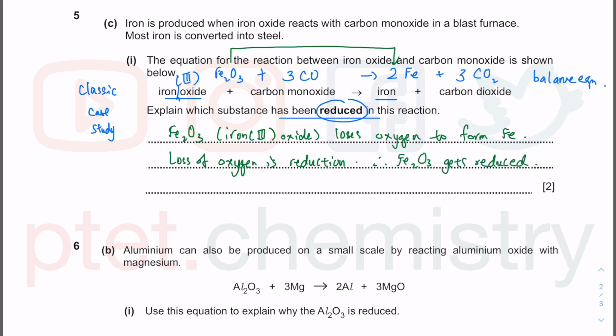And what is the reducing agent? The CO, the carbon monoxide, is the reducing agent, because if you are a killer, you kill someone. If you are a reducing agent, you reduce the other substance. You reduce the Fe2O3 by stealing away the oxygen. You steal away the oxygen and you make the Fe2O3 lose the oxygen. And when the Fe2O3 loses the oxygen, the Fe2O3 gets reduced.